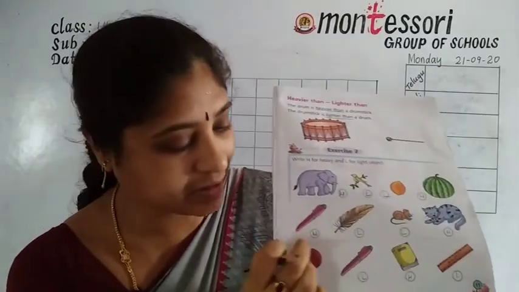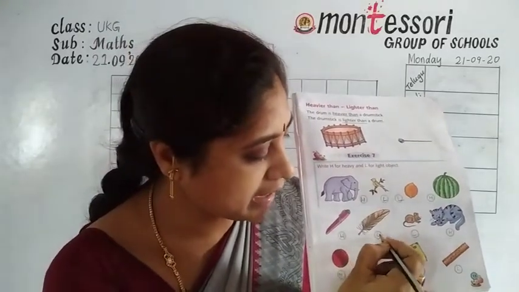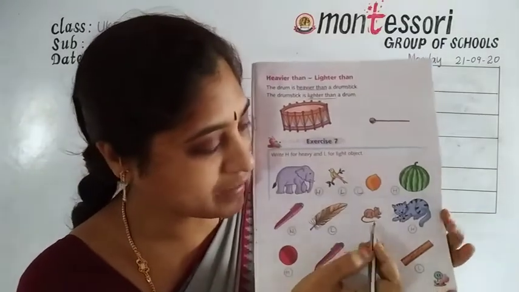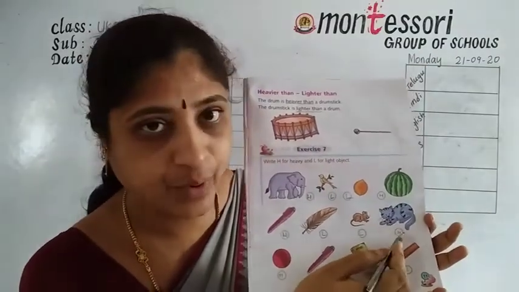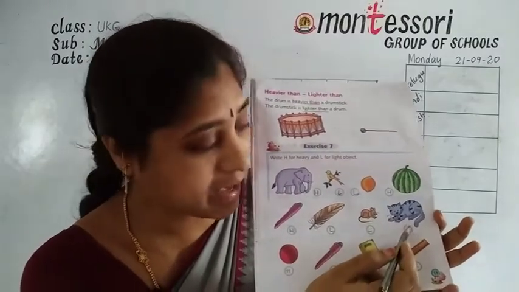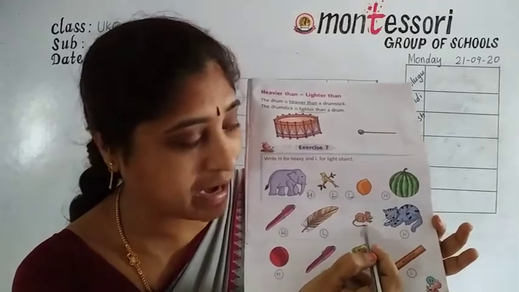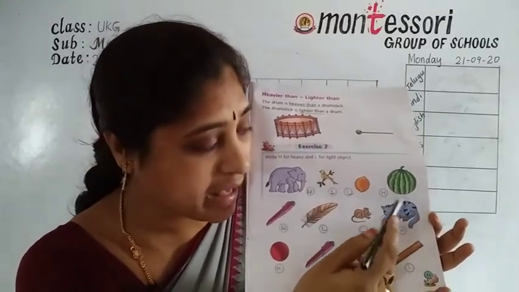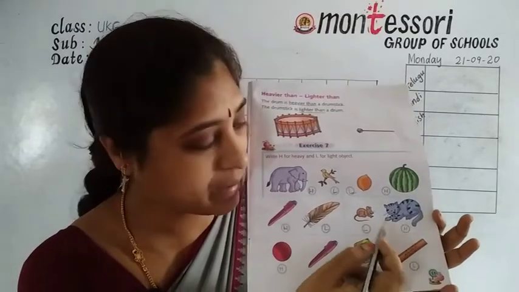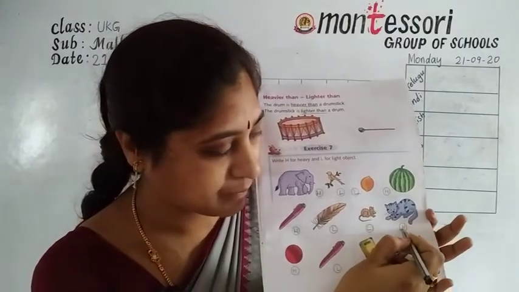Okay, in this circle write H, and in this circle write L. Next, this one: rat and cat. The rat is lighter than a cat. The cat is heavier than a rat. This one is the lightweight, this one is the heavyweight. When we compare these animals, this one is the light, this one is the heavy. Lightweight, what do we write? Write L. Heavy one, put H.